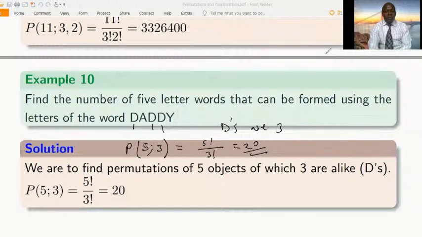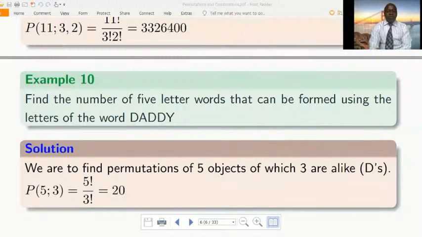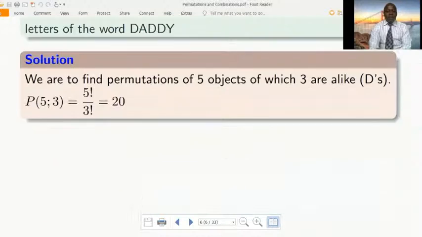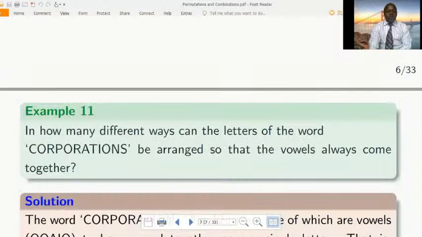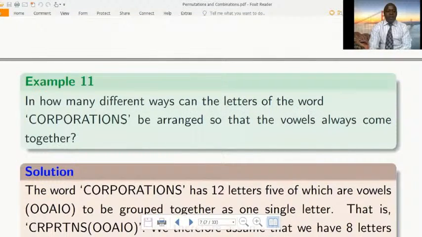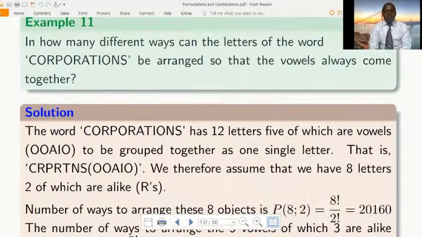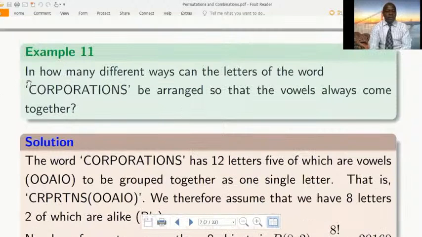Now, I hope that makes it very much clear that when you have objects which are similar, then our formula becomes slightly different from the one we started with. Now, I want to look at a slightly different question. And the question is, in how many different ways can the letters of the word corporations be arranged so that the vowels always come together?